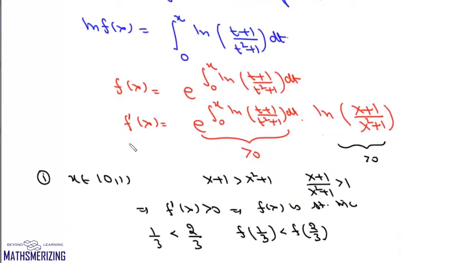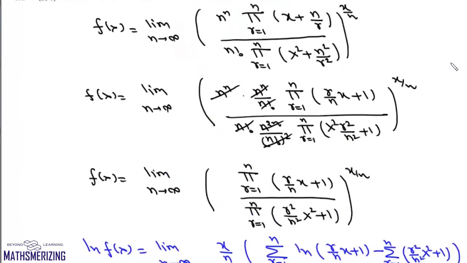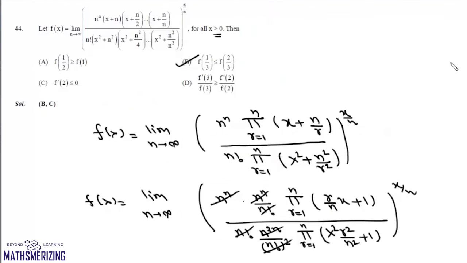Now if we look at f dash 2, it will be this integral, which is f 2, and f 2 is greater than 0, and then it will be log 3 by 5. Now 3 by 5 is less than 1, so it will be less than 0. So f dash 2 will be less than 0. So the next option is f dash 2 is less than 0.